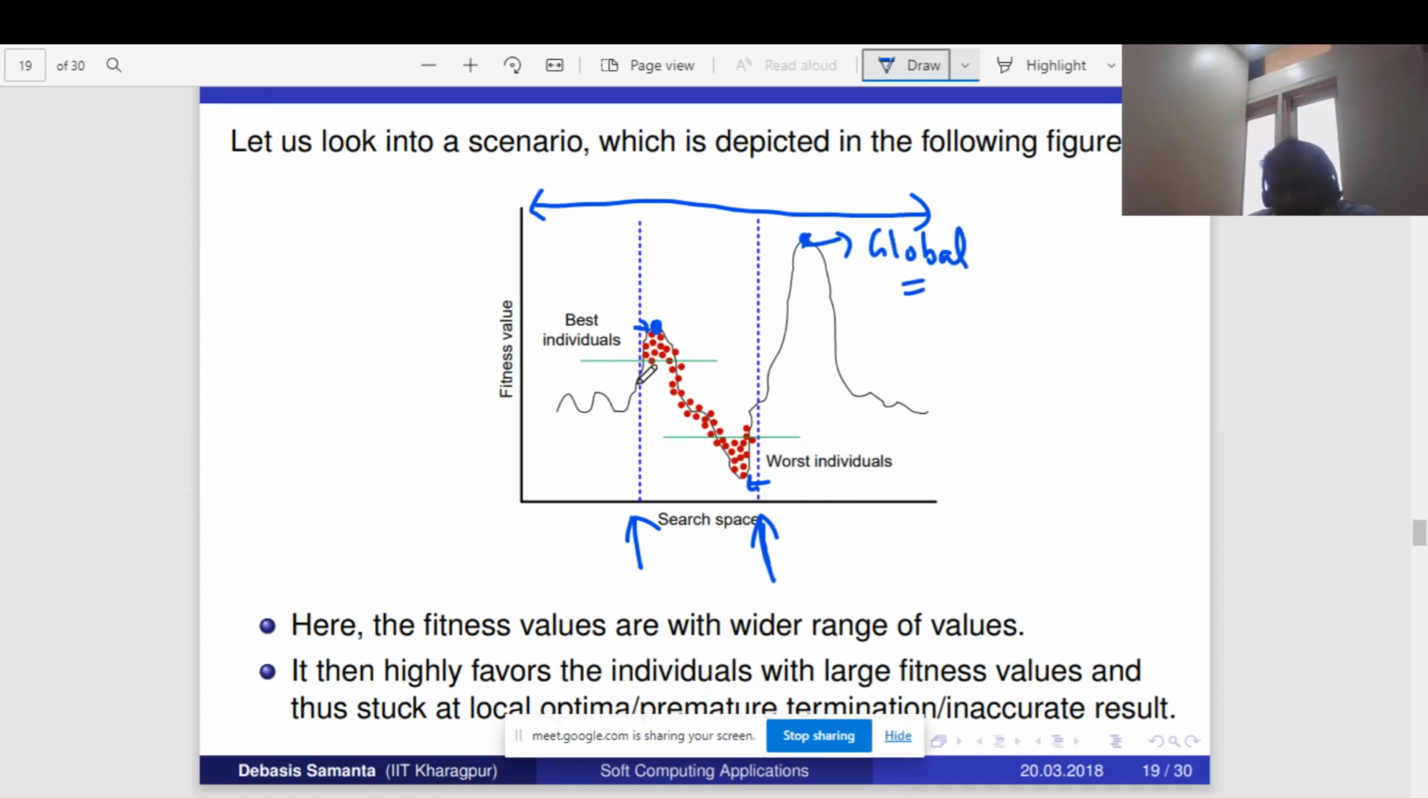As long as the individuals are coming from only this region, your problem will not improve. I mean, you may not be able to identify the global optimal. You may identify the local optimal, this optimal solution, and you may have to be happy with this. But the question is, is there any way that I can move from this region to this region?